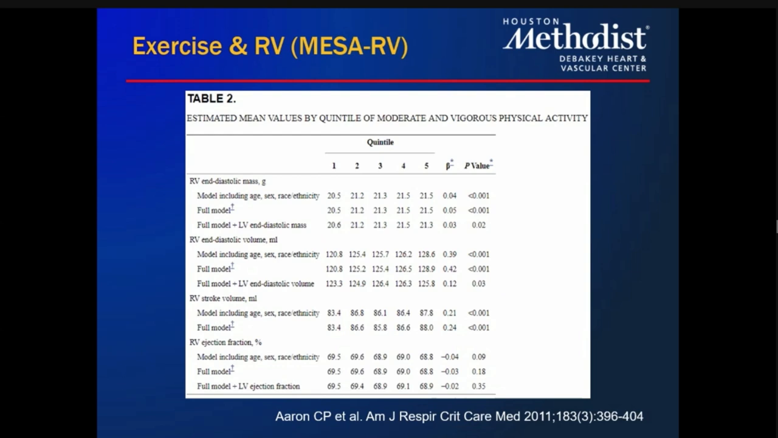In fact, MESA actually went through and looked at the different parameters based on quintiles of exercise activity, and again confirmed that the more athletic you are, the higher quintile of exercise you are, even adjusted for other different things, the larger your EDV, the larger your stroke volume, but no difference in the ejection fraction overall. But yes, well-developed athletes do have larger right ventricles, and that is the bottom line. Okay.